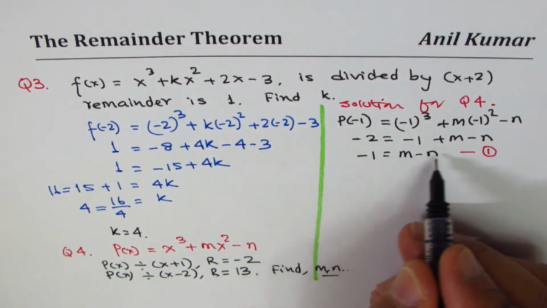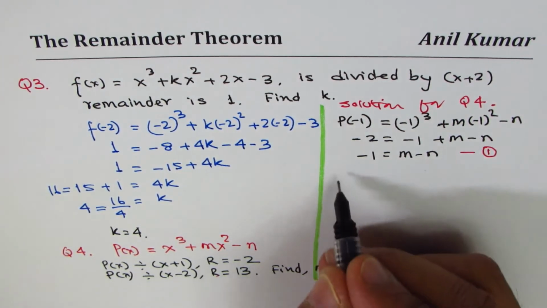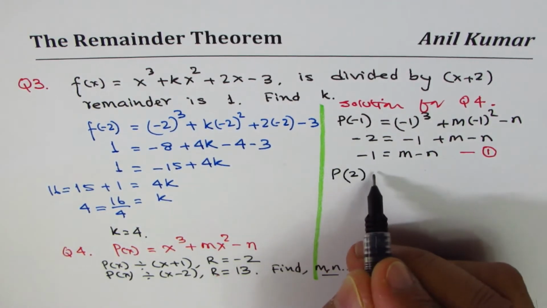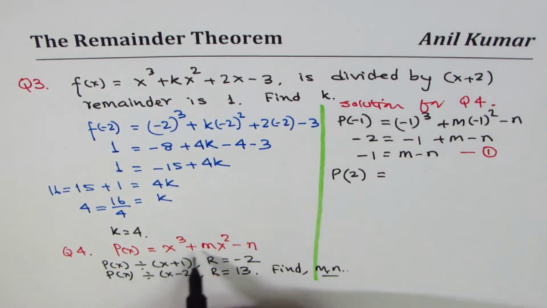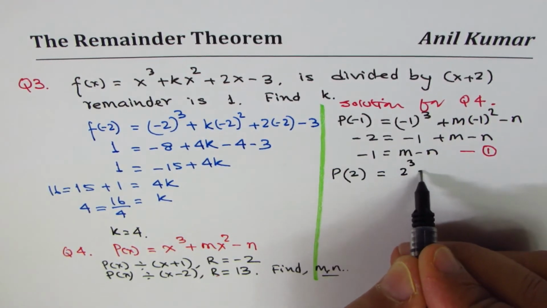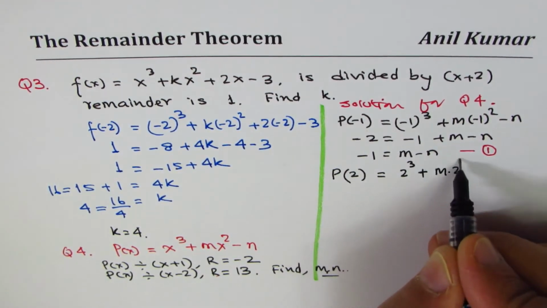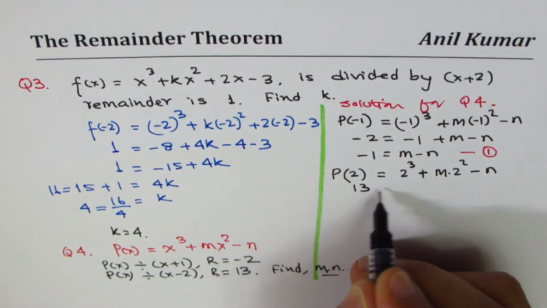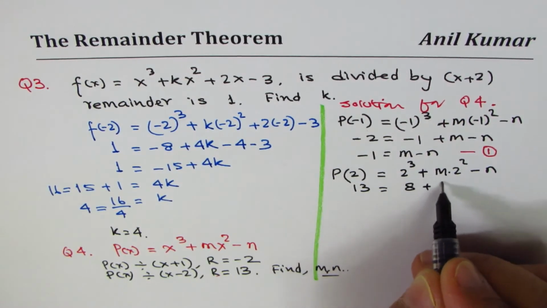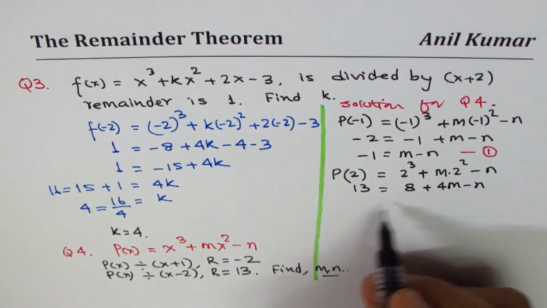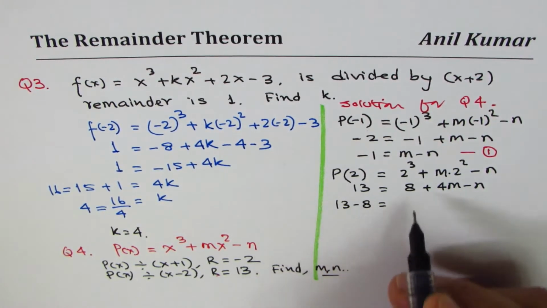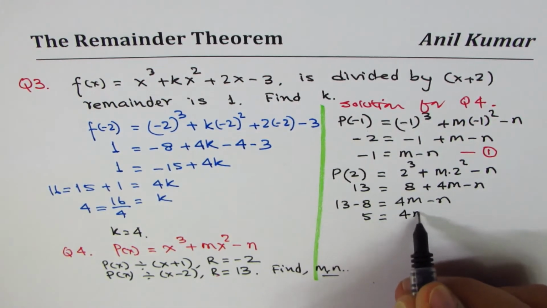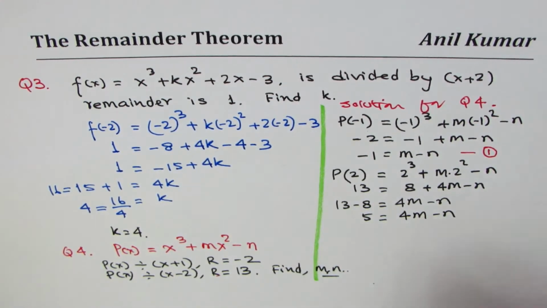Two variables, two unknowns, we need two equations. Now we'll find p of 2, when you divide by x minus 2, we are looking for the value when x is 2. Substitute 2 in the given equation, we get 2 cubed plus m times 2 squared minus n. P of 2 is the remainder 13, so we get 13 equals 8 plus 4m minus n. So 13 minus 8 equals 4m minus n. That is 5, so 5 equals 4m minus n. Let's call this our equation number 2.